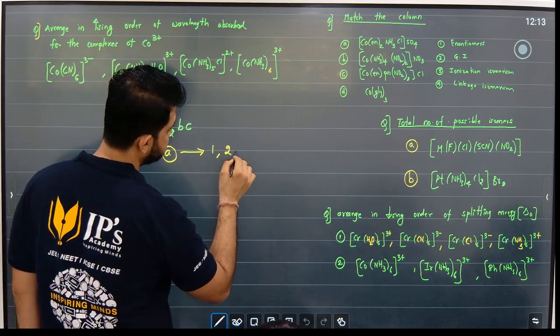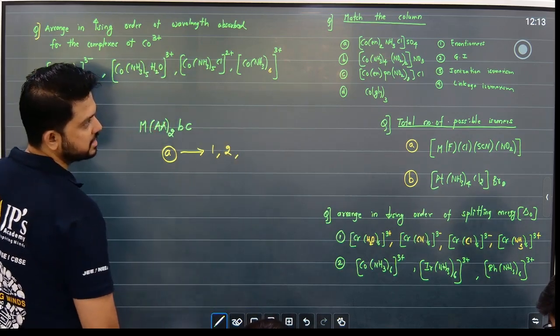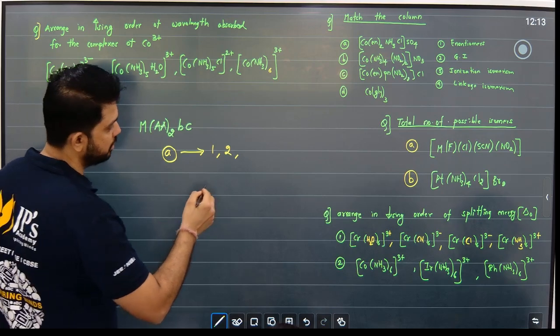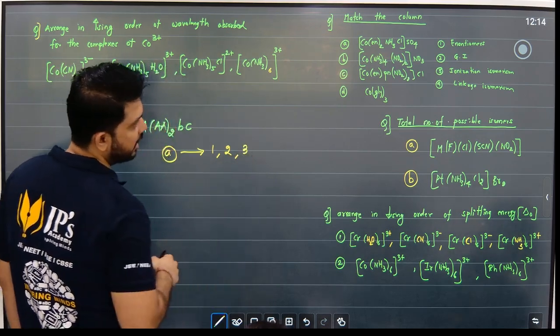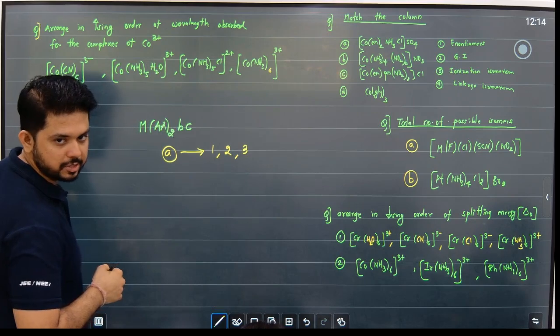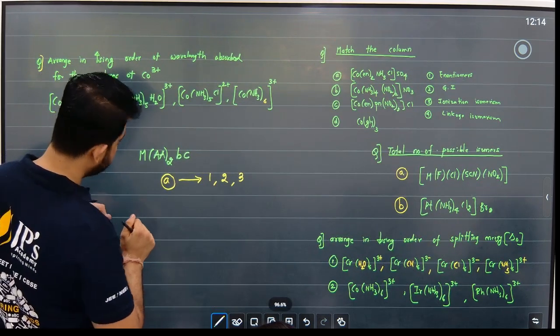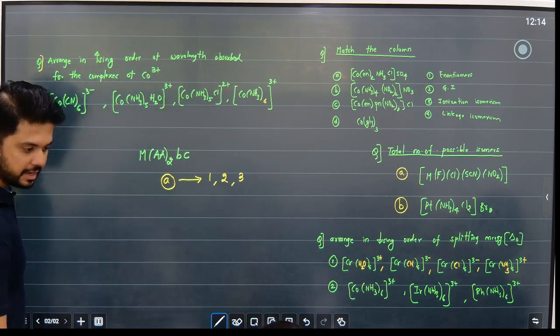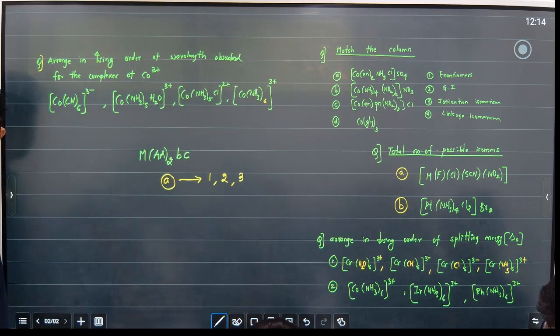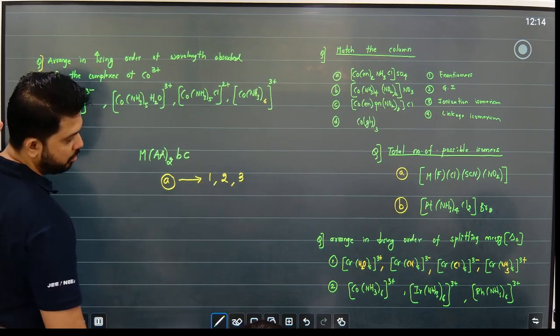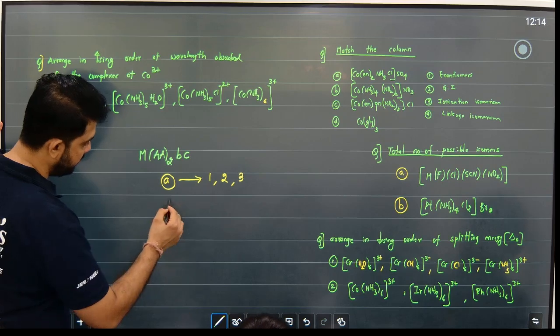Can it show ionization isomers? Yes, I can swap the position of Cl and SO4. Can it show linkage isomers? For linkage isomers, we need ambidentate ligands. Excellent. So, are there ambidentate ligands over there? Tell me. So what is the count for A, people? 1, 2, 3.